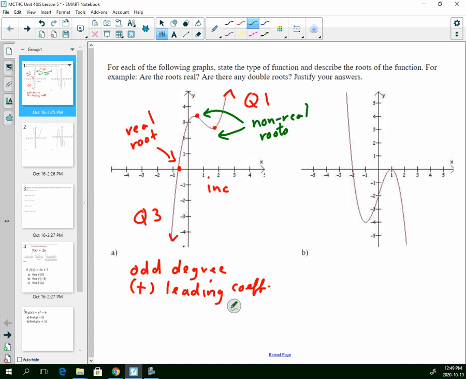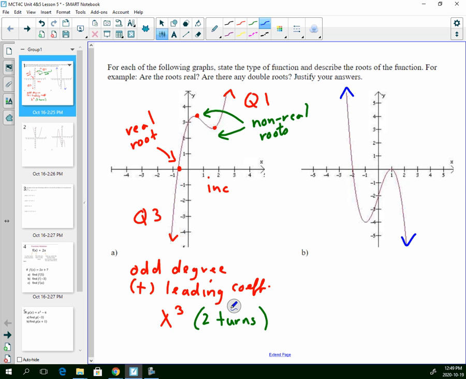Okay, so the question says, state the type of function. I'm going to say that this one is a cubic function because it's odd and it turns twice, right? When I look at the graph, it's got 2 turns. So the minimum degree it could be is power 3. Describe the roots. We have 1 real, 2 non-real. And are there any double roots? No. So remember that double roots are where the graph touches the x-axis but does not pass through it.